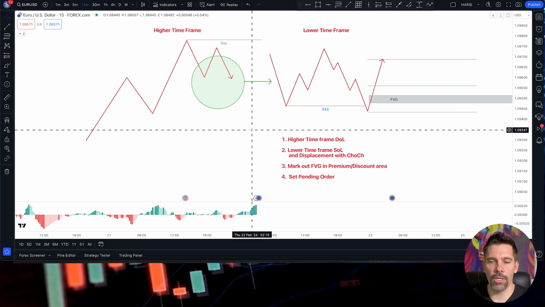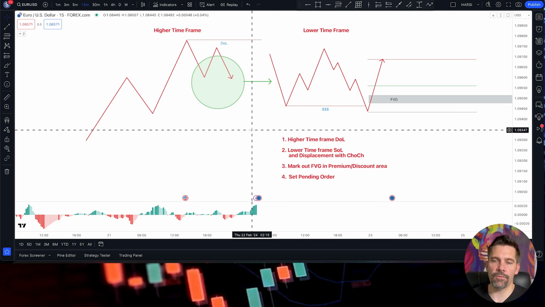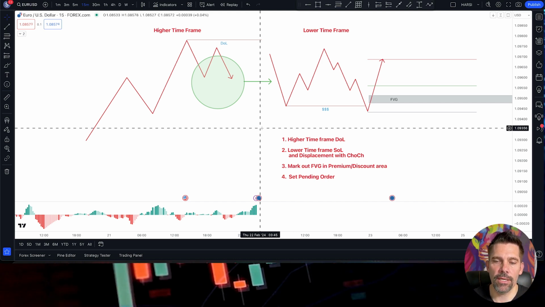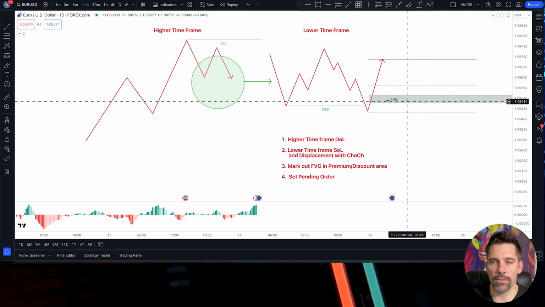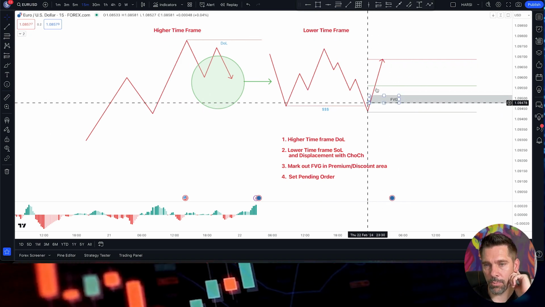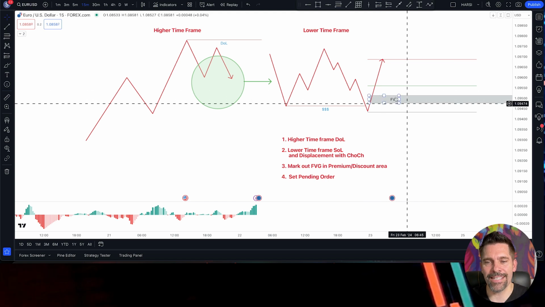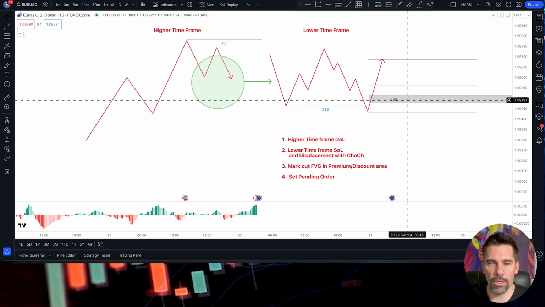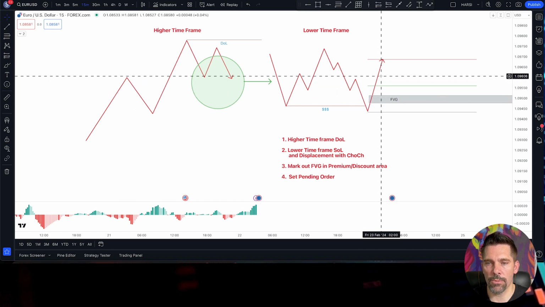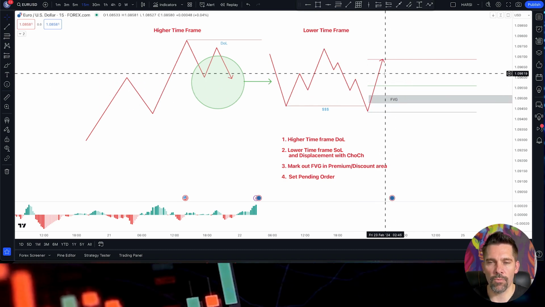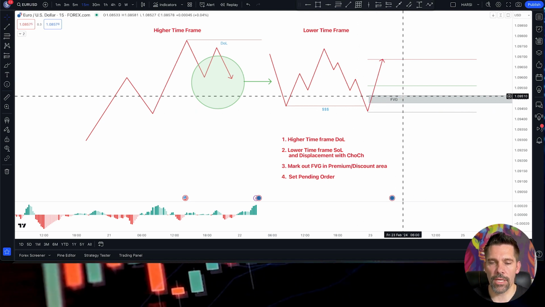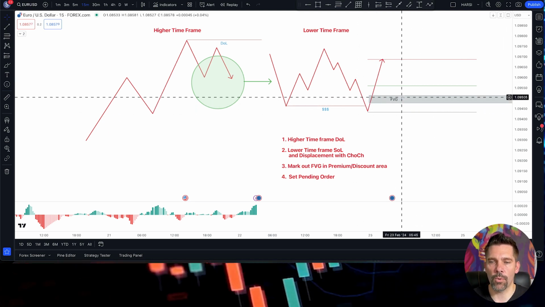Once you've had that push, once you've had that CHoCH or the break of structure, however you're looking at it, you would mark out an FVG in premium or discount based on which direction you're moving. So for now, we're looking at buys. So this is pushed up. We're looking for an FVG in the discounted area because we are looking to buy. So our FVG would be somewhere in this area. You don't want it to be up here because then it's not a high probability setup. And then once you've got your FVG, obviously you're going to be setting your pending order on that.